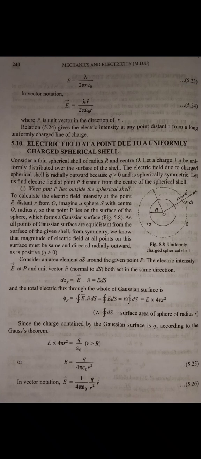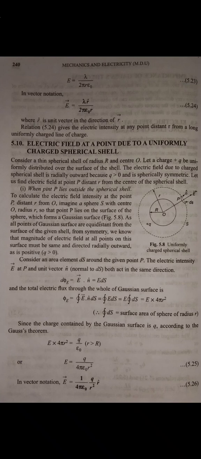Electric field at a point due to a uniformly charged spherical shell. Consider a thin spherical shell of radius R and center O. Let a charge plus q be uniformly distributed over the entire surface of the shell. The electric field due to the charged spherical shell is radially outward, where q is greater than 0, and is spherically symmetric. Let us find the electric field at point P distant r from the center of the spherical shell.